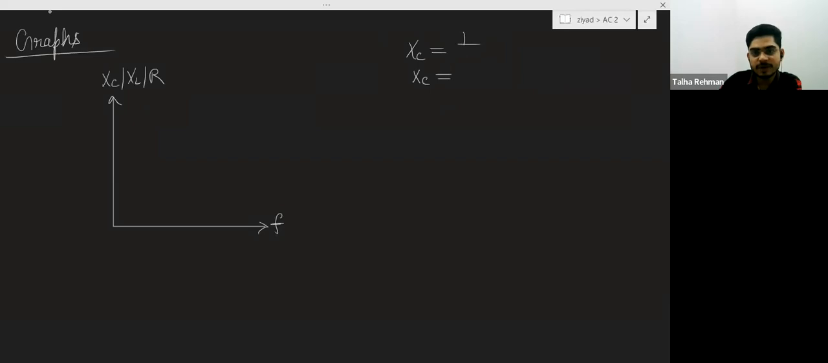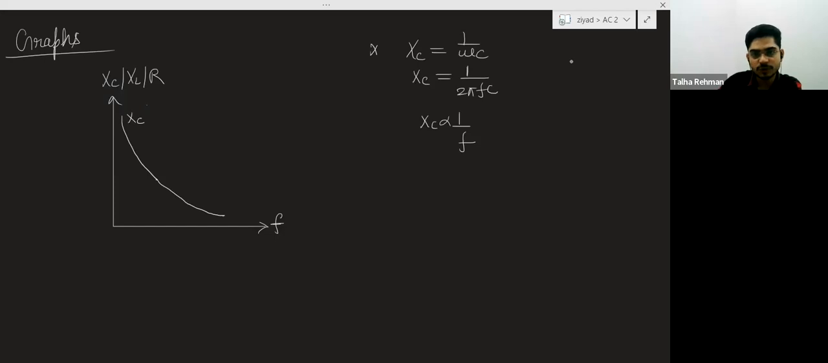XC is given by 1 by omega C, and omega can be written as 2 pi into f. So your XC is inversely proportional to frequency. So the graph of XC versus frequency will be like this.